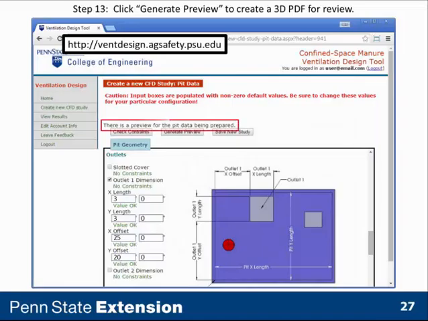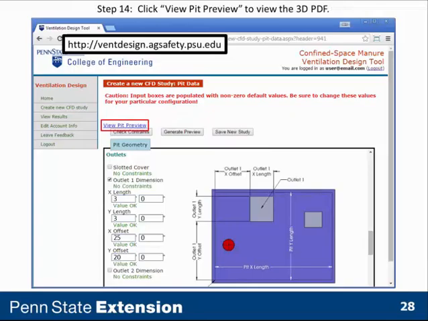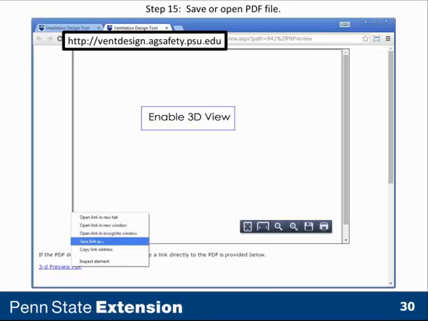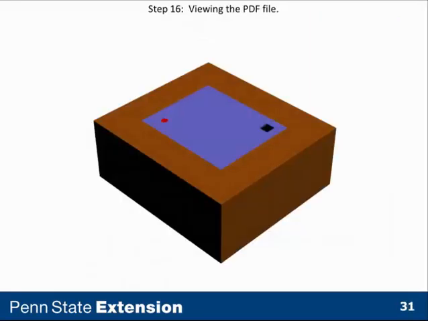When it's finished, it says the preview is ready, so you click on view the pit preview. You click onto that, you get a screen like this, and then you click onto a 3D preview PDF. Click onto that, send the link, and then you will get a screen that looks like this. And this is a 3D version of the manure pit.